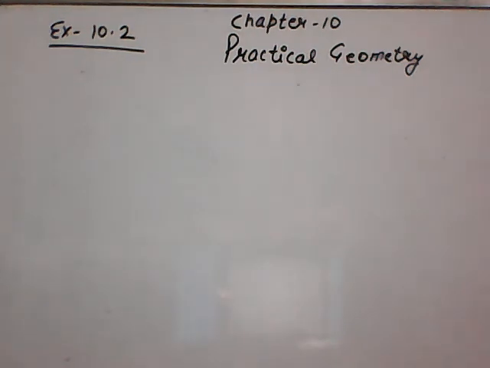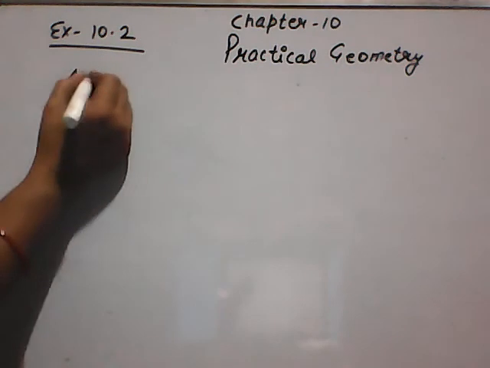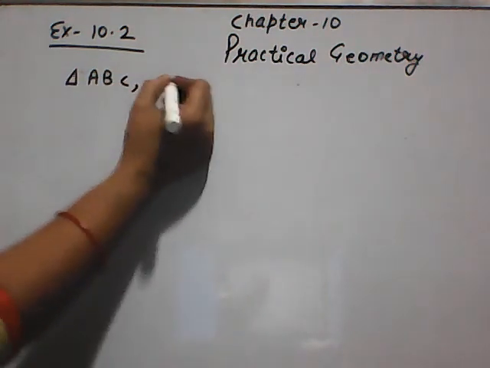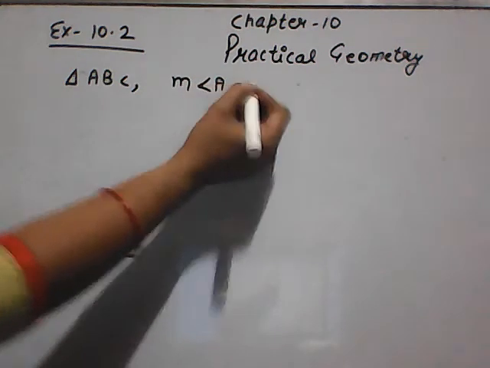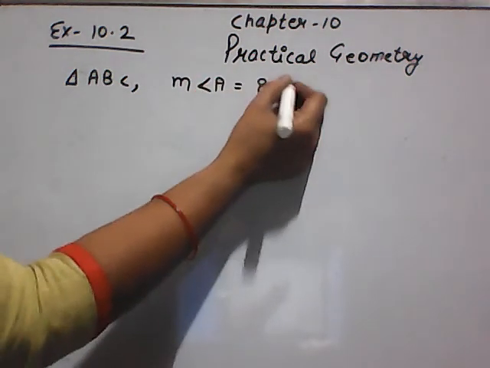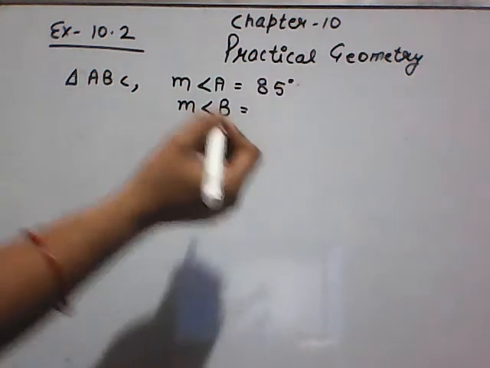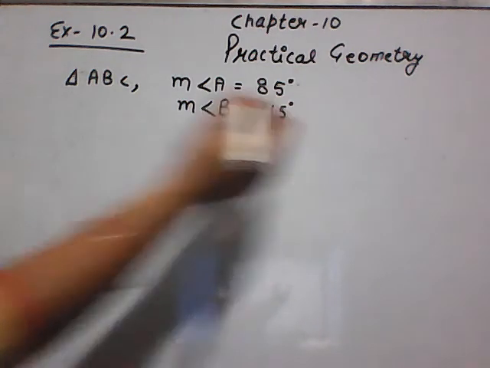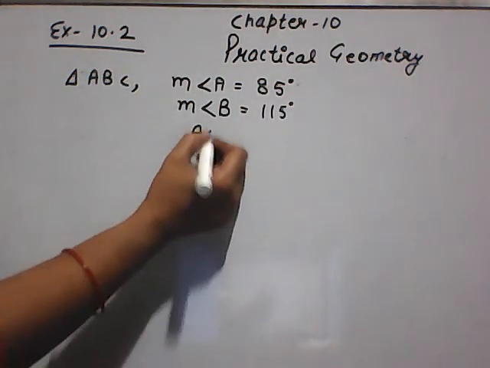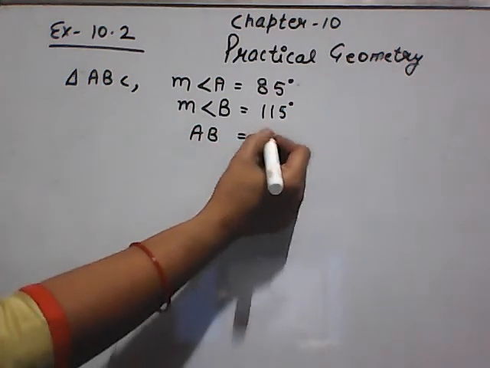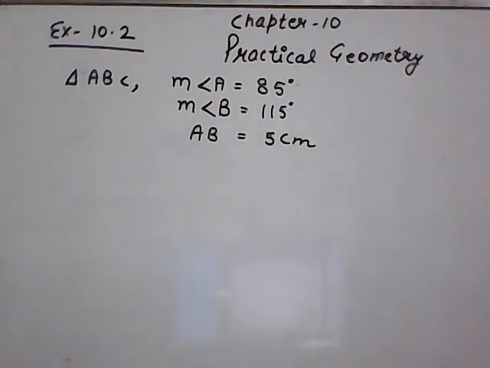Suppose you have to construct a triangle ABC in which angle A is equal to 85 degree and angle B is given to you 115 degree and AB is given to you 5 centimeter. Here two angles and the included side are given to you. Angle A is 85 degree, angle B is 115 degree and the included side is 5 centimeter.